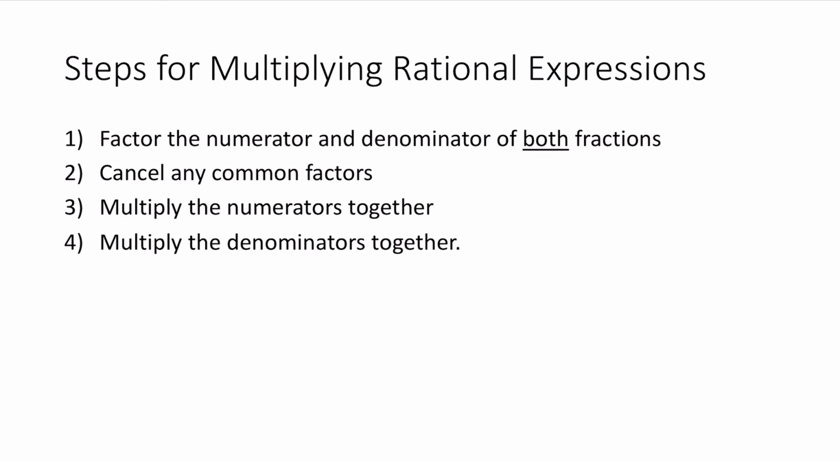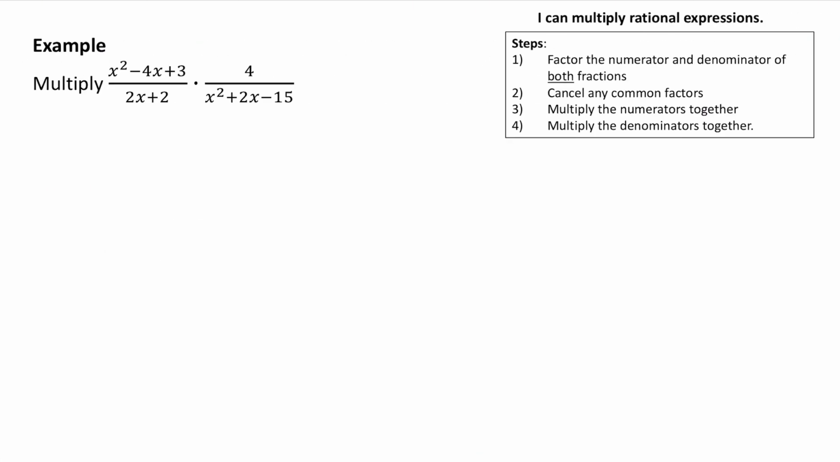So we're going to use a similar idea when we multiply rational expressions. You're going to start off by factoring the numerator and denominator of both fractions, then cancel any common factors, multiply the numerators together, and then multiply the denominators together. So let's try this example.